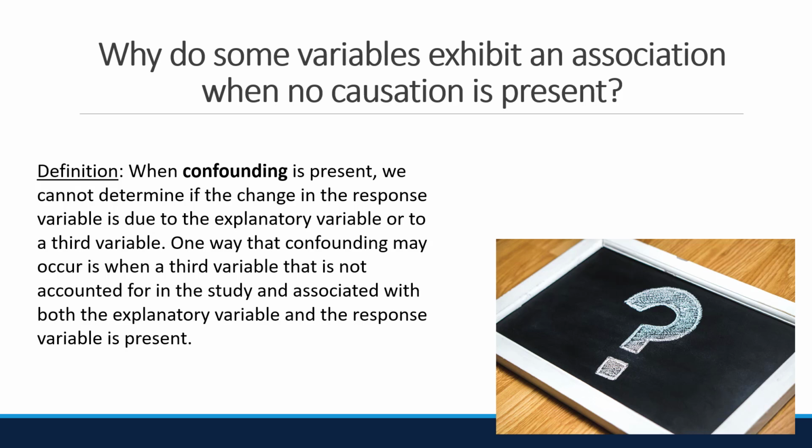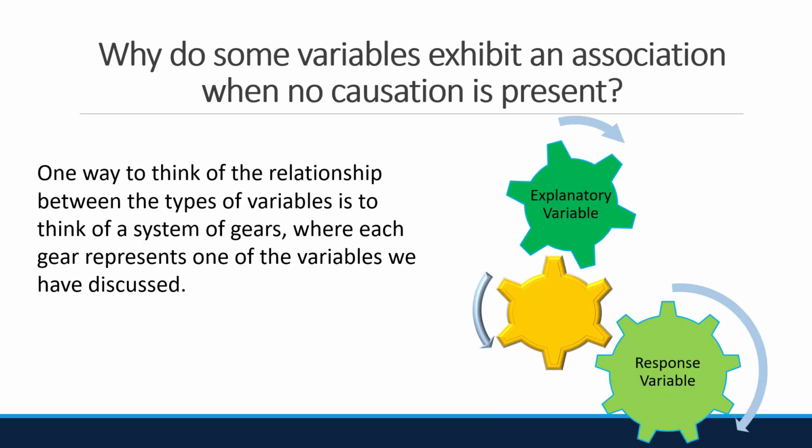Alternatively, confounding occurs when a study is flawed and the effects of multiple explanatory variables cannot be separated from one another. Confounding may explain why we see a pattern between the explanatory and response variables even when there is no causation present. Whenever confounding is present or may be present, we cannot conclude that there is a causal link between the variables.